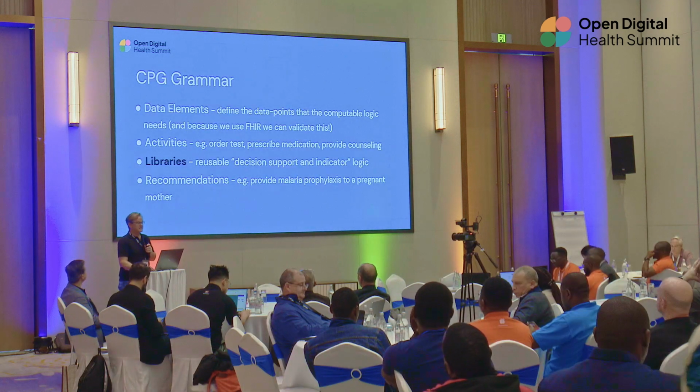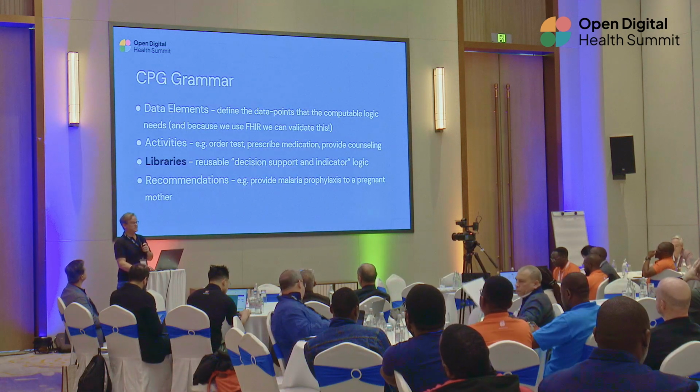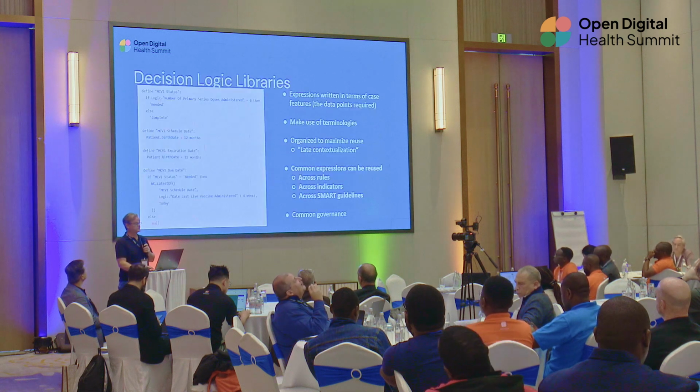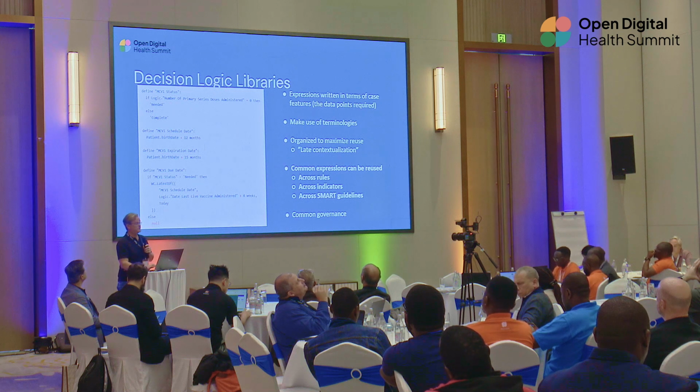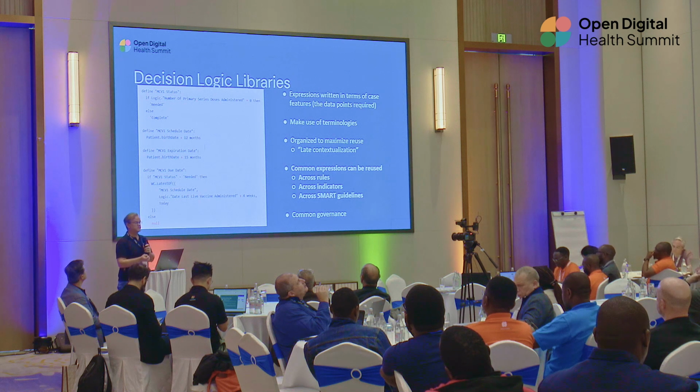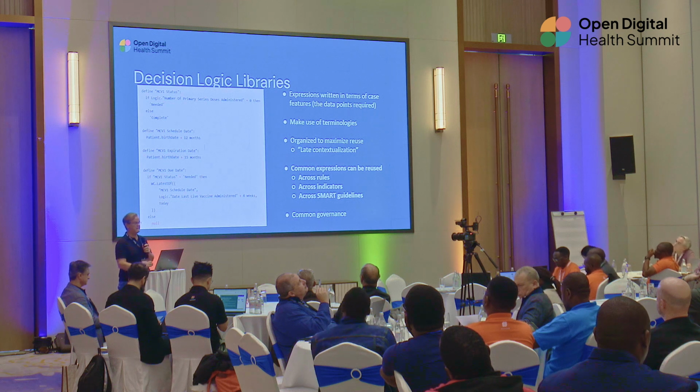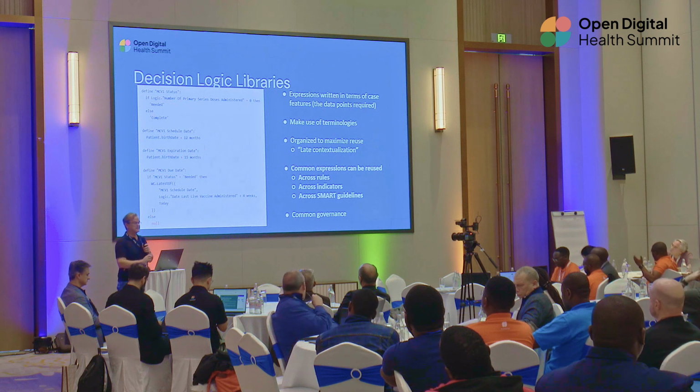Next up is libraries. So libraries are the reusable decision support and indicator logic. So here's an example. Jose was looking at this earlier as well. But these are expressions that are written in terms of those case features, in terms of the data elements required by the guideline. They make use of terminologies. They're organized to maximize reuse, so they have late contextualization.